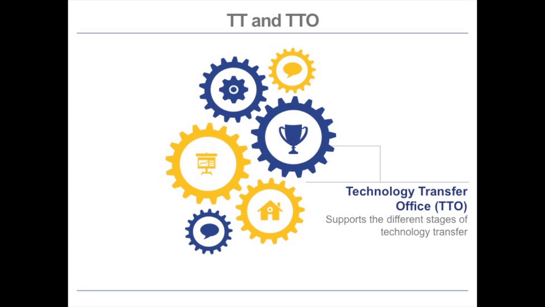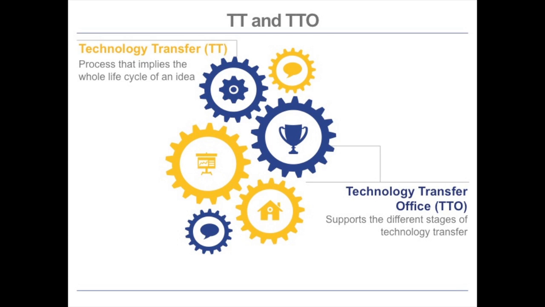Now you may ask yourself, what is a TTO and what does it stand for? TTO stands for Technology Transfer Office and is more or less an office that supports different stages of technology transfer. Technology transfer is a process that implies the whole life cycle of an idea, from the starting point where an idea is thought of until its last stage, usually commercialization.